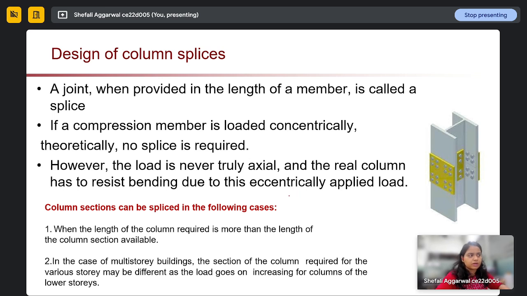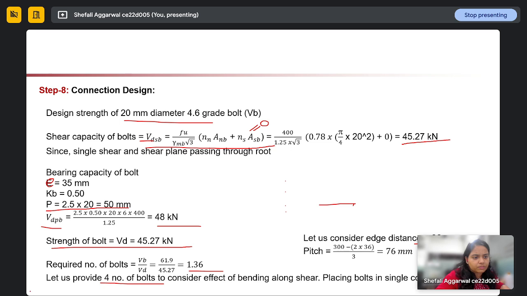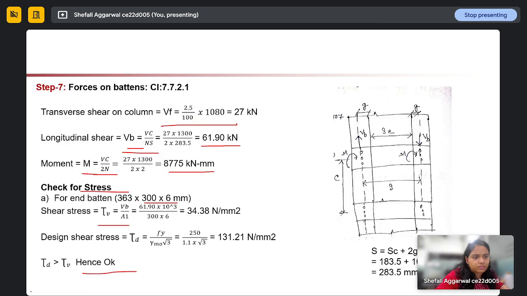Hello, ma'am. Yes. So in this design, I have a doubt regarding we are calculating transverse shear, which is 2.5 times the factored axial load. And again, we are calculating one more shear, longitudinal shear. What is the difference between these two and how they act? Can you explain how it works? How are those two different?